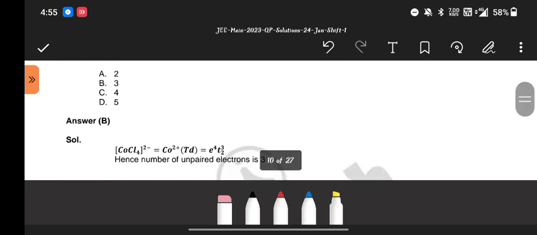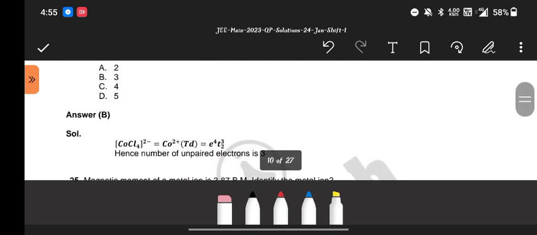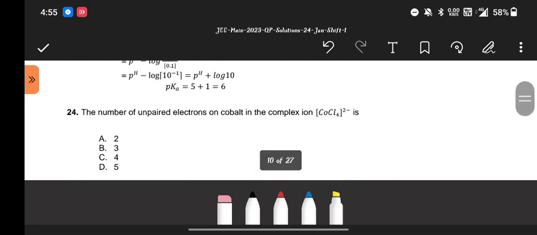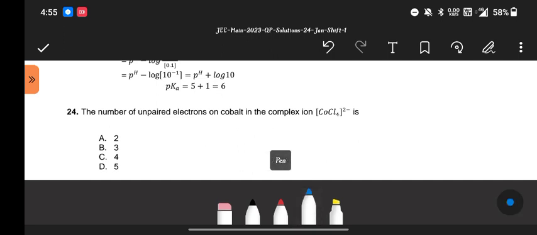CoCl4 to the power 2 minus is Co2+ with Td geometry, e4 t2 3. So the number of unpaired electrons in the cobalt will be 3. So the correct answer is option B.